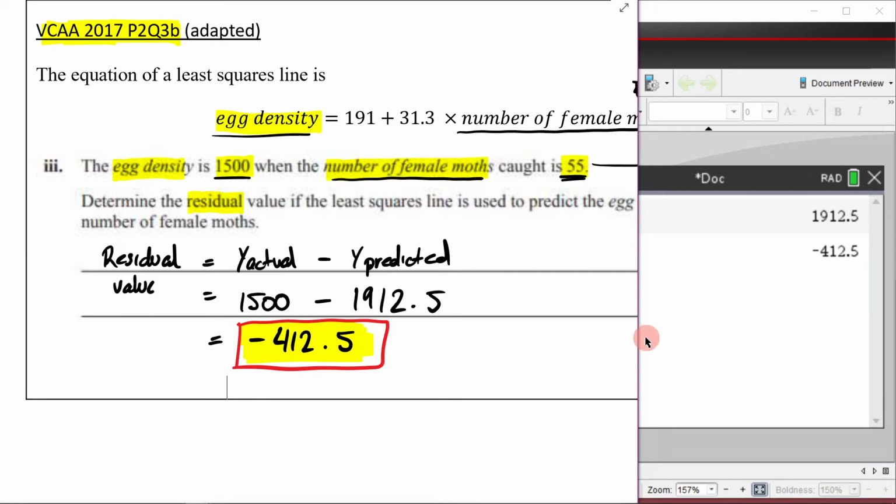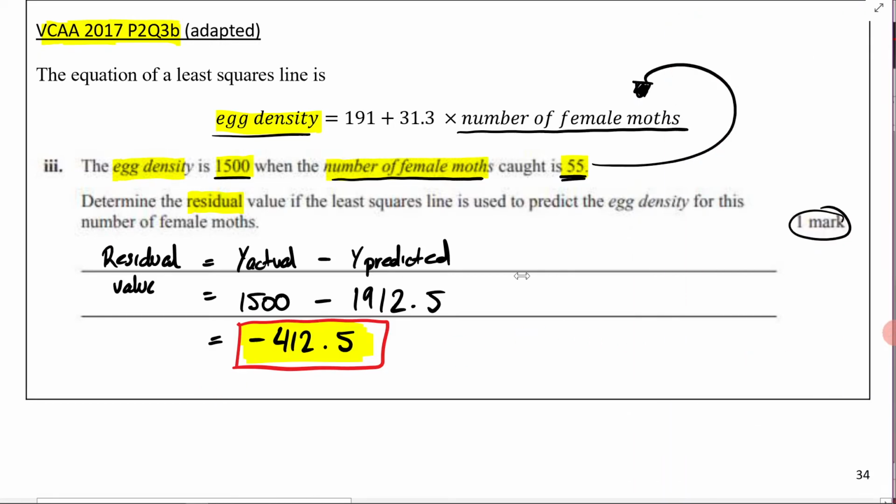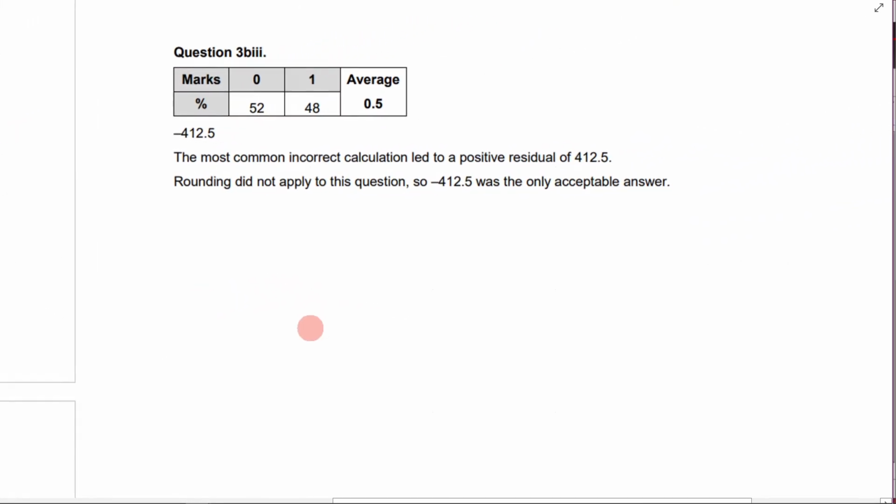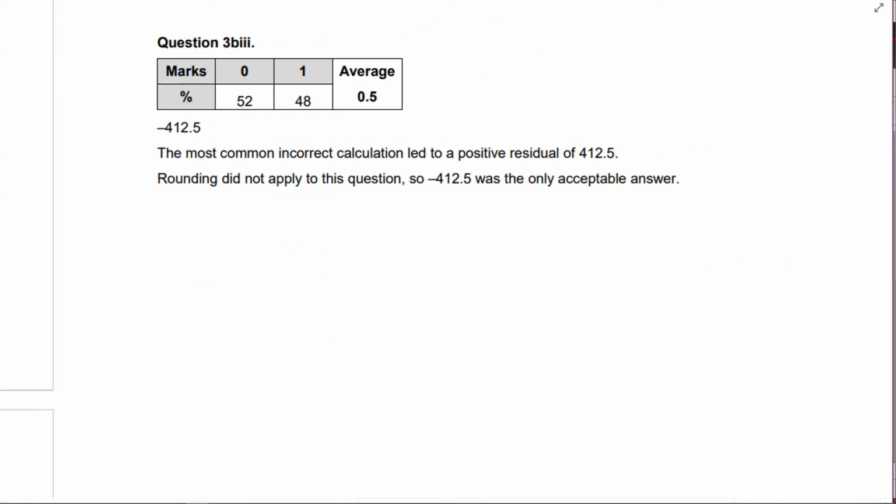Let's now look at our examiner's report. Let's come over here and give it a read, and we can see how people did with this. You can see that it was pretty much a 50-50 split. 48% of people got this correct. So not that well done.